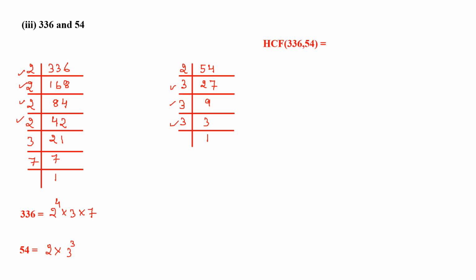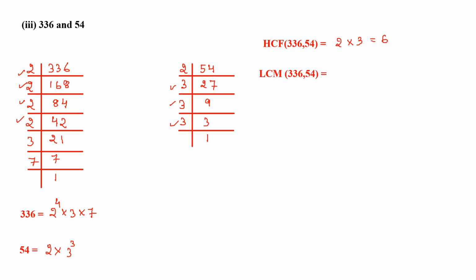So HCF is what? You have to find the product of the smallest power of each common prime factor. So first find out which is the common prime factor. So common prime factor is 2 and 3. Okay, so first write it here. Then take the smallest power. Smallest power of 2 is 1. Smallest power of 3 is also 1, isn't it? If you see here, in here power is 4, here power is 1. So smallest power is 1. Same way for 3, the smallest power is 1 because here the power is 1, here is 3. So HCF is going to be 2 into 3, which will give you 6.